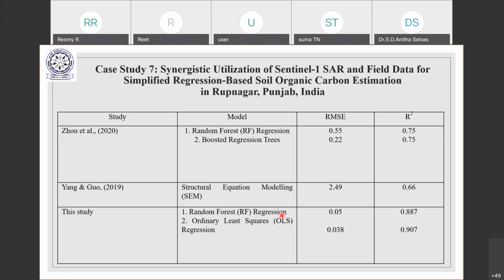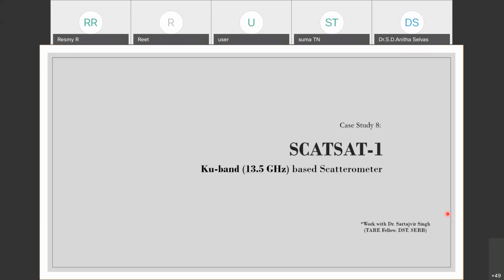So now coming to SCATSAT-1, and it is about the cryospheric study. There are applications of cryospheric sciences with simple SAR data or the simple DInSAR method, but I have not covered that. I have used different data to give you a different application perspective. I will be talking about scatterometers.